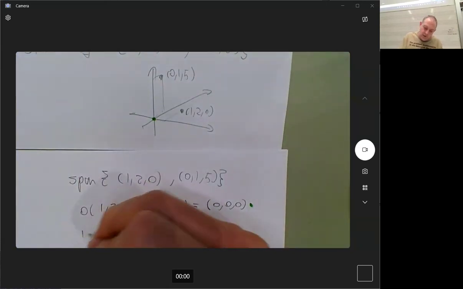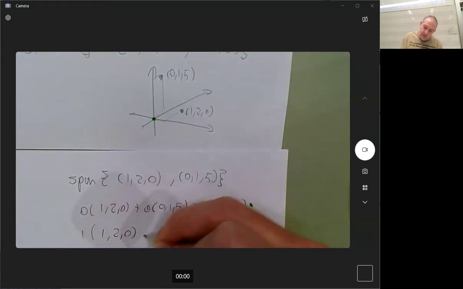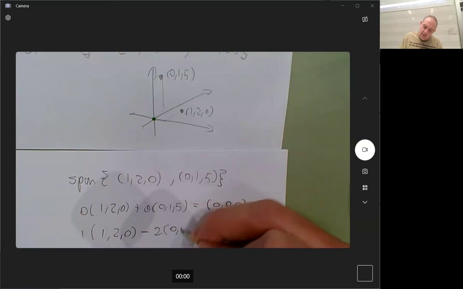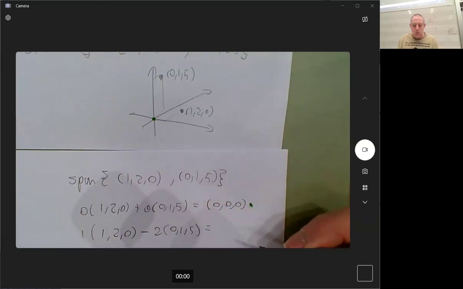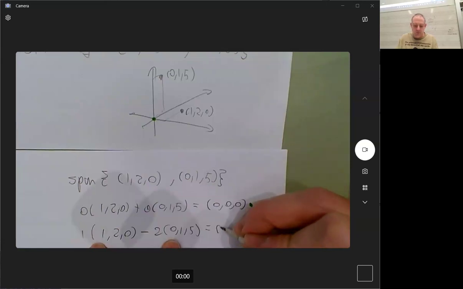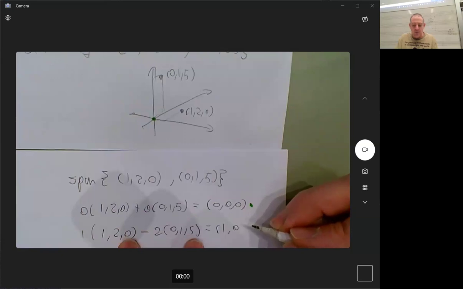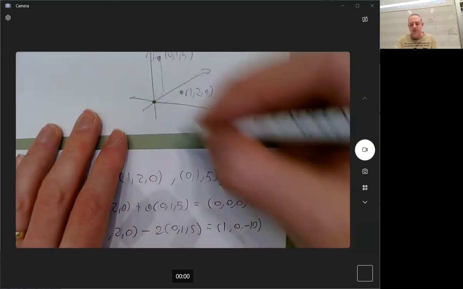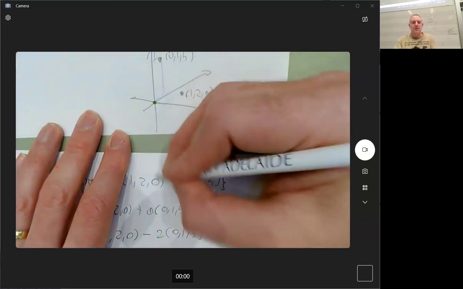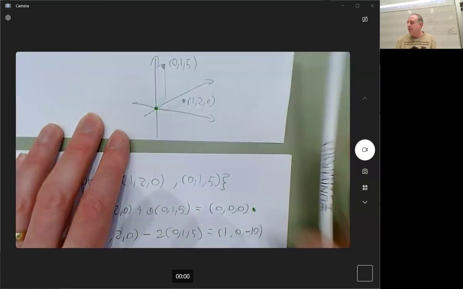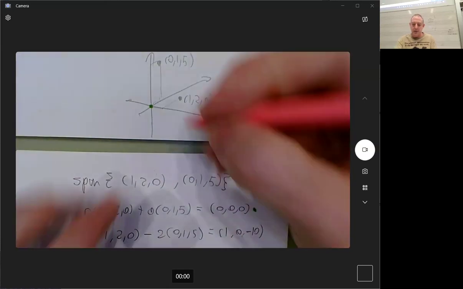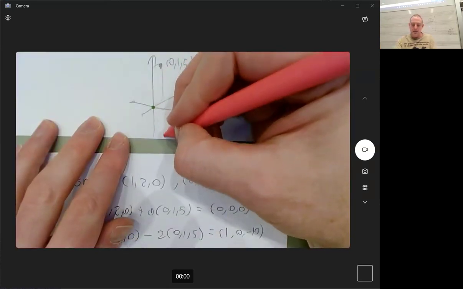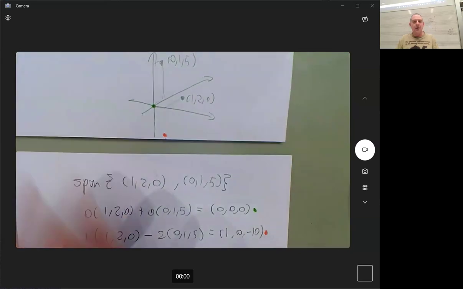And 1 of 1, 2, 0, and minus 2 of 0, 1, 5 would be 1 minus 2 times 0 is still 1. 2 minus 2 times 1 is 0. 0 minus 2 times 5 is minus 10. That was a bad move. That's like down here somewhere, right? Off the page. Yeah, it's approximately here, right? 1, 0, down there.